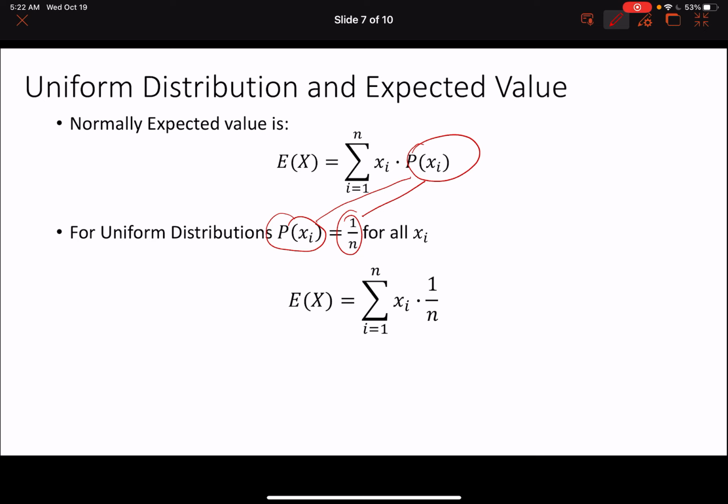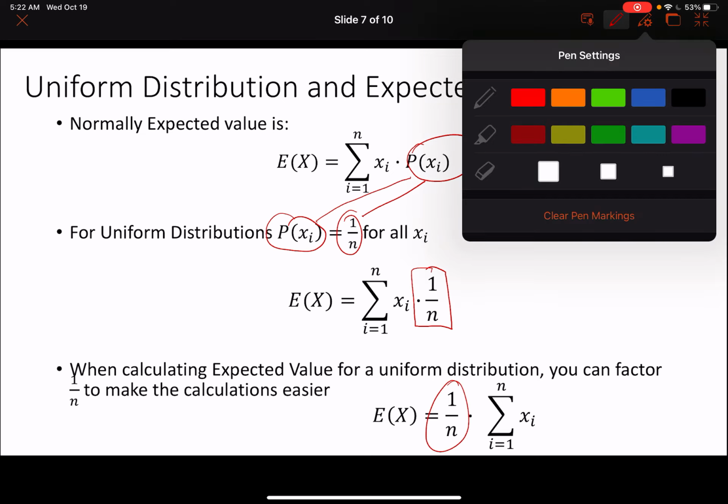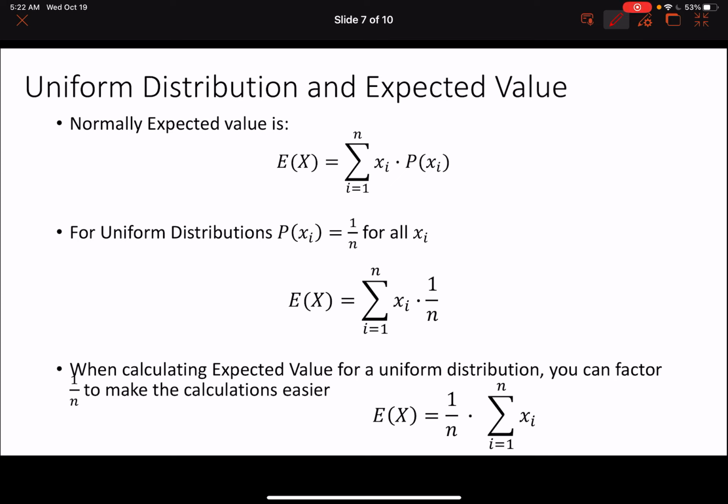So we have 1 over n times x_i. When calculating expected value for a uniform distribution, you can factor out 1 over n. Let me show you how that works. Let's say there are 3 values of x_i, going from 1 to 3. So E of x is equal to x1 times 1 over n plus x2 times 1 over n.